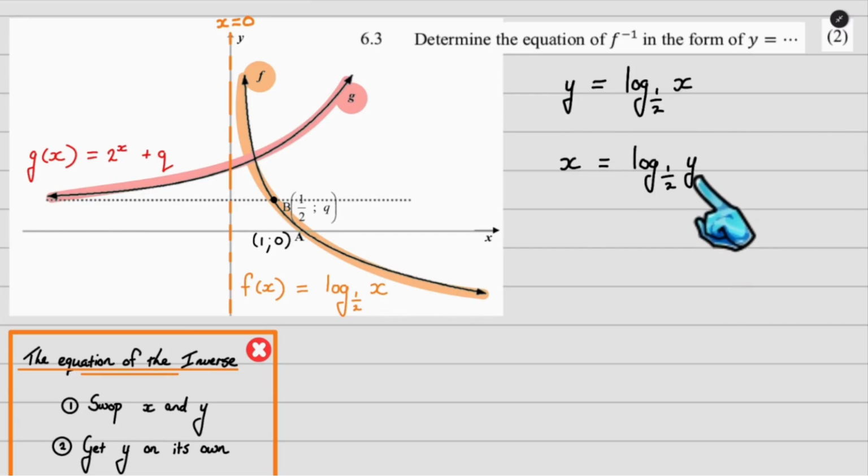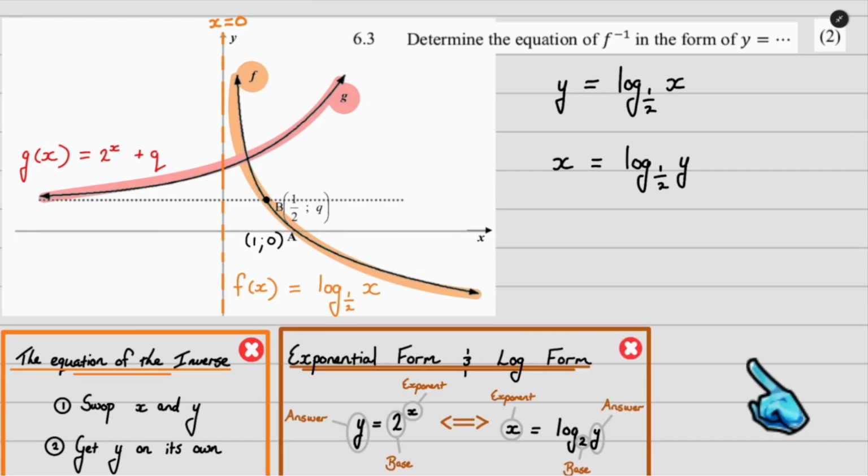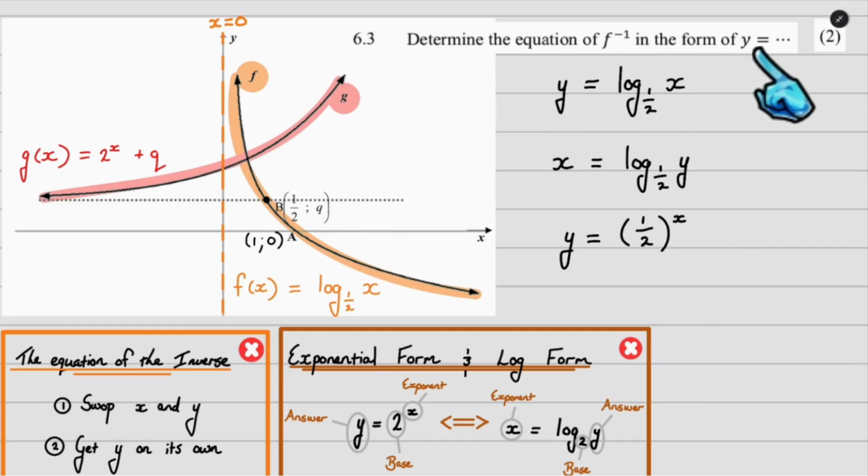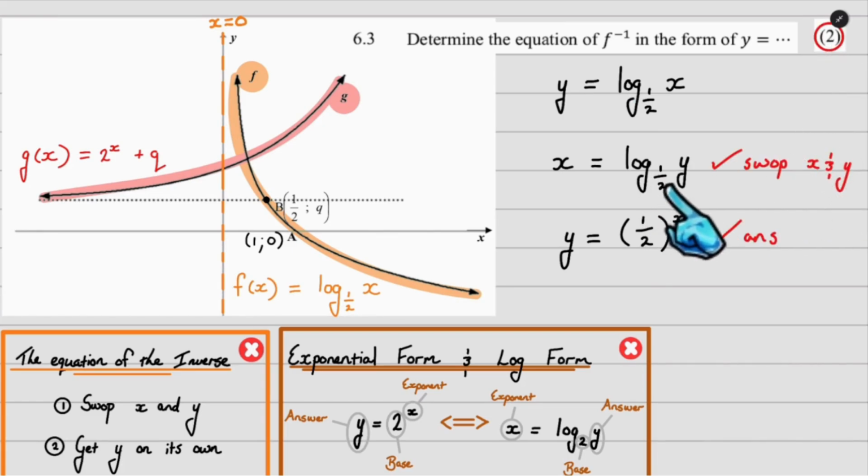And now to get y on its own, I need to change from log format to exponential format. And I've got to rearrange it like so. I put my answer first, and then my base goes after the equal sign, and my exponent comes there. This one over here will be my exponent, and the small number at the bottom forms my base. And now I've successfully done what they asked for. Get the equation of the inverse in the form y equals something. So y equals a half to the power of x. That's the equation for my inverse, f negative 1. And your 2 marks come from swapping x and y in this line, and your final answer in this line.